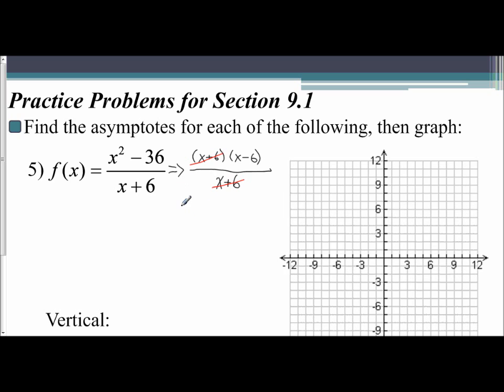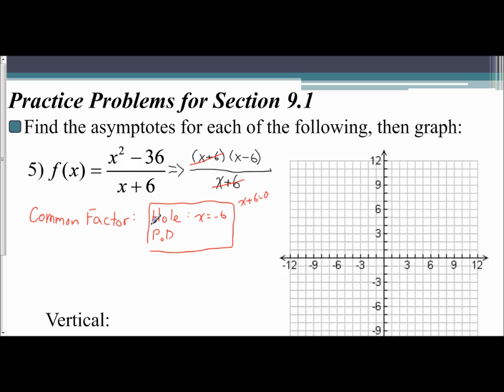However, we also learned when we're dealing with asymptotes that if you have a common factor in both the numerator and the denominator, and you cross it out, that creates a hole in the graph, a point of discontinuity. And so we're going to have a hole at the solution of this factor. So x plus 6 equals 0. We're going to have a hole at x equals negative 6.